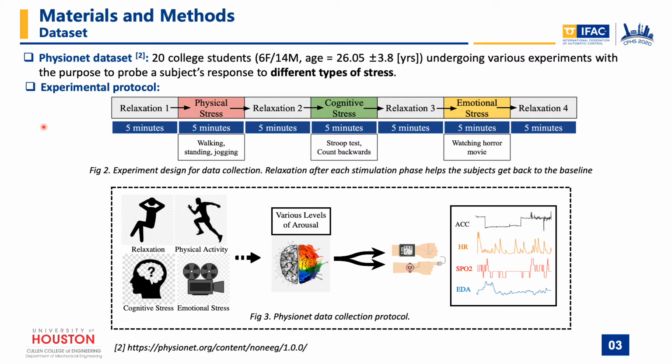After another 5 minutes relaxation, the individuals experience cognitive stress stimulation consisting in counting backward a list of numbers for 3 minutes and then taking the Stroop test for 2 minutes, which is reading the name of colors written in different colors and saying what color the ink is. Finally, after another 5 minutes relaxation, subjects are shown a horror movie for 5 minutes to be emotionally stimulated.